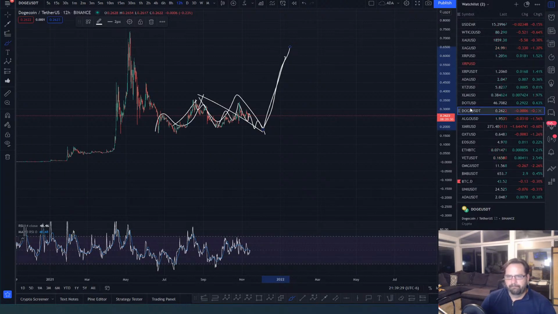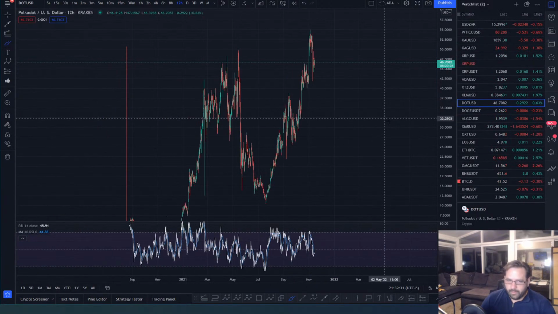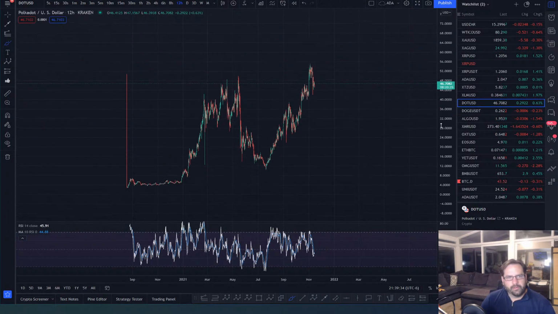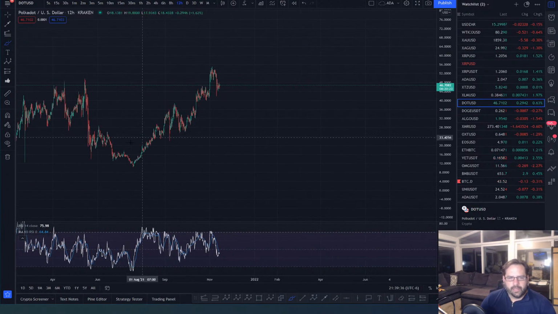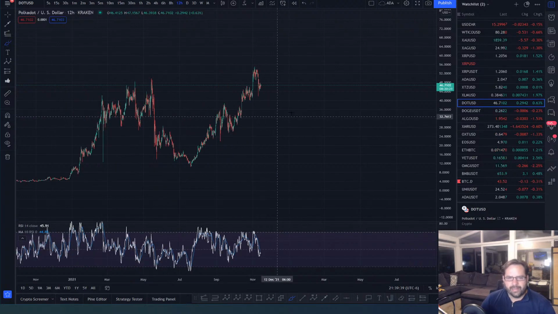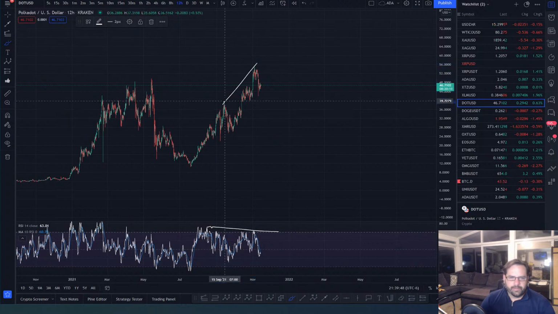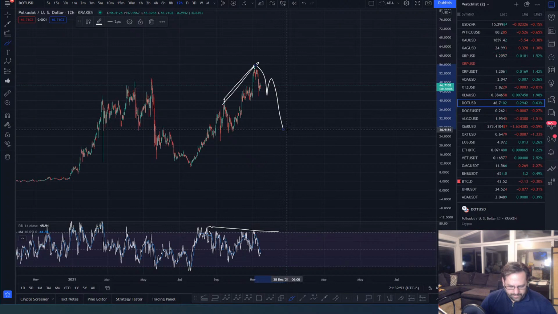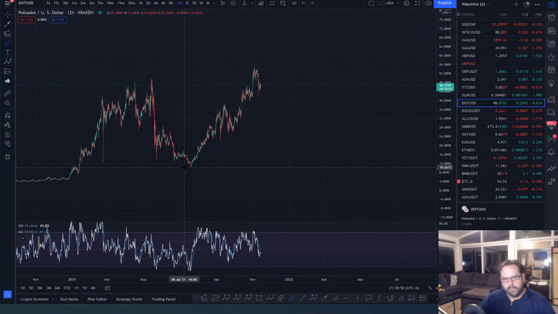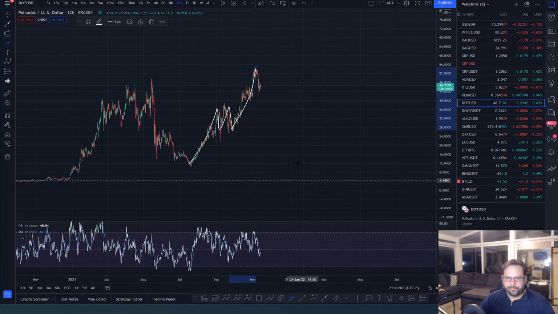DOT's got a nice chart. DOT looks finished to me. I'll be honest with y'all. DOT looks real finished. If you look at it on the 12-hour, you see from here to there we got the divergence. So this could be the top of 3, and that could be the top of 5 that's finished, and then we're making our way down. So this is like a wave 4, and this is wave 5.